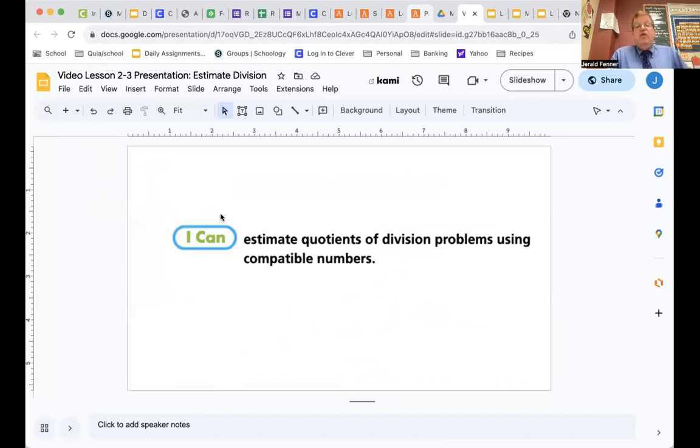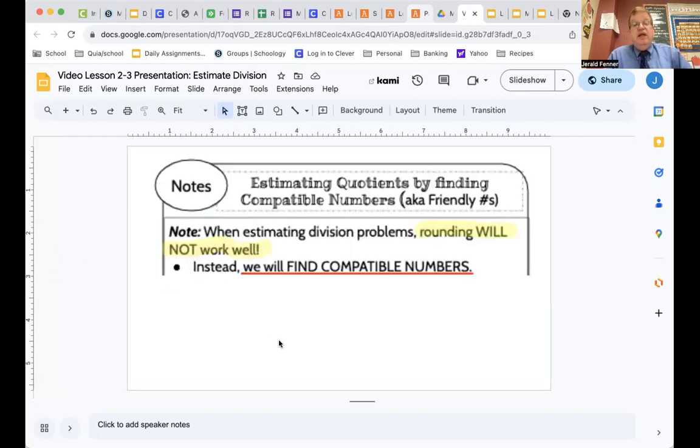I can estimate quotients of division problems using compatible numbers. Now, I'm going to ask you to please go to this packet that I gave you yesterday. I want you to open up to page number 3. Look at the bottom, you'll see the page numbers. It's going to look something like this, because we're first going to just talk about what it is we're going to be doing. There's some simple vocabulary. It says, when estimating division problems, rounding will not work well. You cannot round. Instead, we need to find compatible numbers.